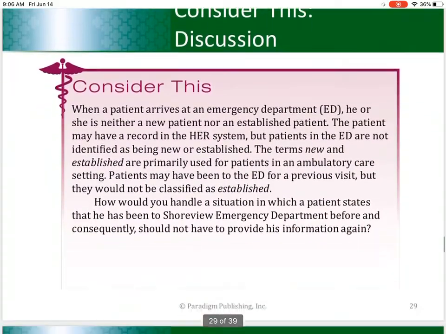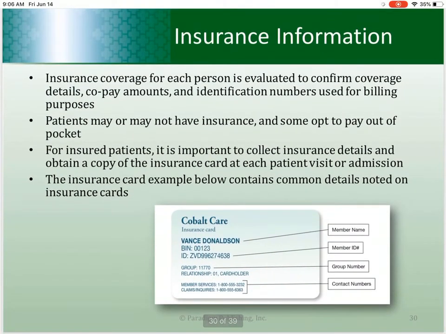All right, moving on to insurance information over on page 118. Insurance information includes details about the patient's insurance coverage, such as the insurance company, copay, and identification numbers to assist with processing claims. Some patients may not have insurance or may not wish to use insurance and are considered cash payers. The two key components of health insurance coverage are the subscriber and the guarantor.